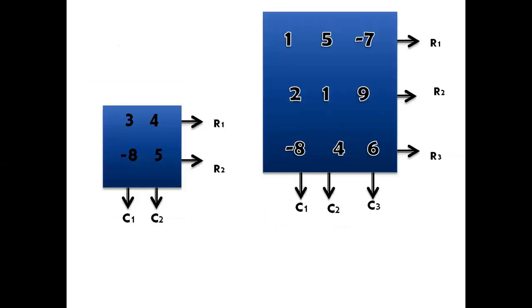Now, I give 2 more matrices. You just guess their types. The first matrix has 2 rows, 2 columns. The second matrix has 3 rows, 3 columns. Here, the number of rows is equal to the number of columns.